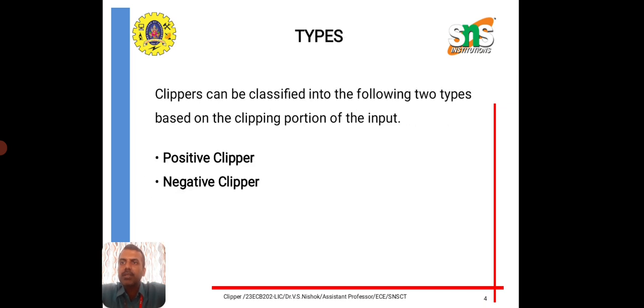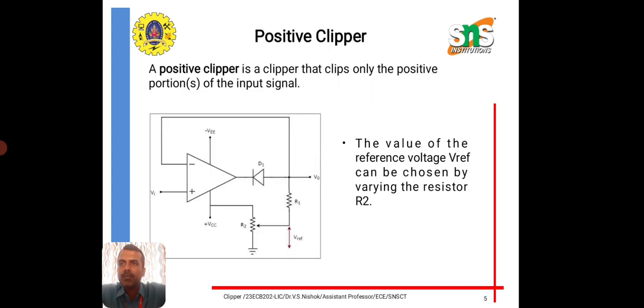Coming to the types, under the classification of series Clippers, we have two types, mainly positive Clippers and negative Clippers. We can see the circuit diagram of the positive Clipper here. In it, the IC741 operational amplifier is utilized, with the input signal Vi given to the positive input terminal, and D1 is the precision diode, which is utilized to do this clipping operation.